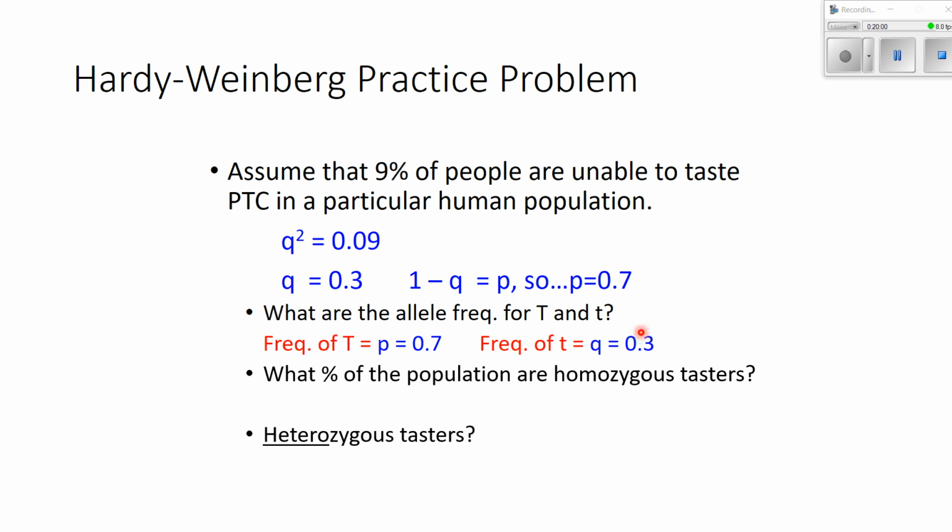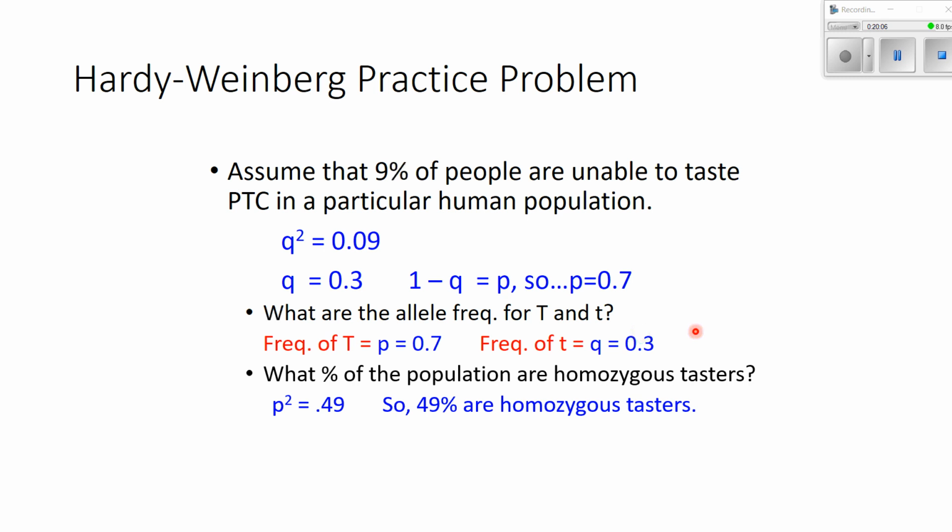What percent of the population are homozygous tasters? That's p squared. So if you know what p is, just put it in the calculator, 0.7, hit the x squared button. 0.7 squared is 0.49. So it's asking us for a percent, so that's 49%.